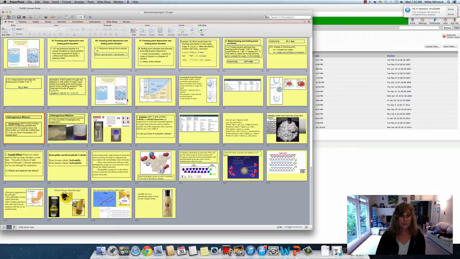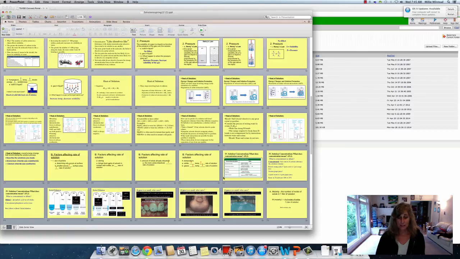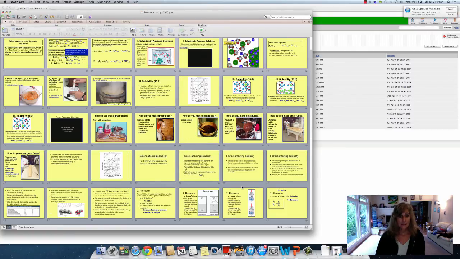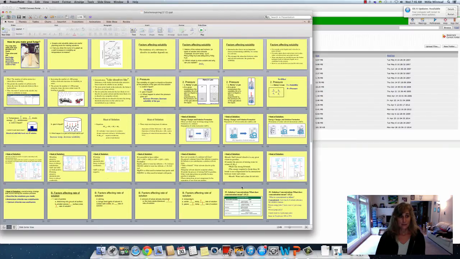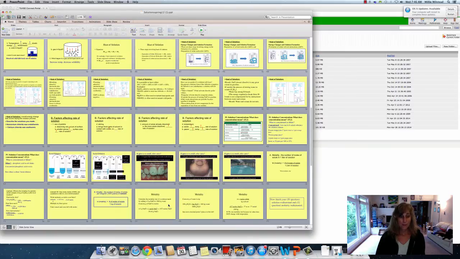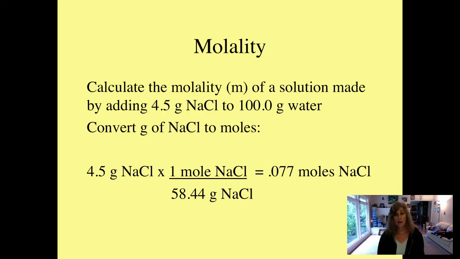Let me just go back for a minute before you start the walk around, because I did skip, I will find it here. We did molarity, but we did not do, here we go, molality. So we talked about molarity, moles over liters, but on your worksheet tonight for homework, I also want you to do molality. So how is molality different? Calculate the molality of a solution made by adding 4.5 grams of sodium chloride to 100 grams of water.